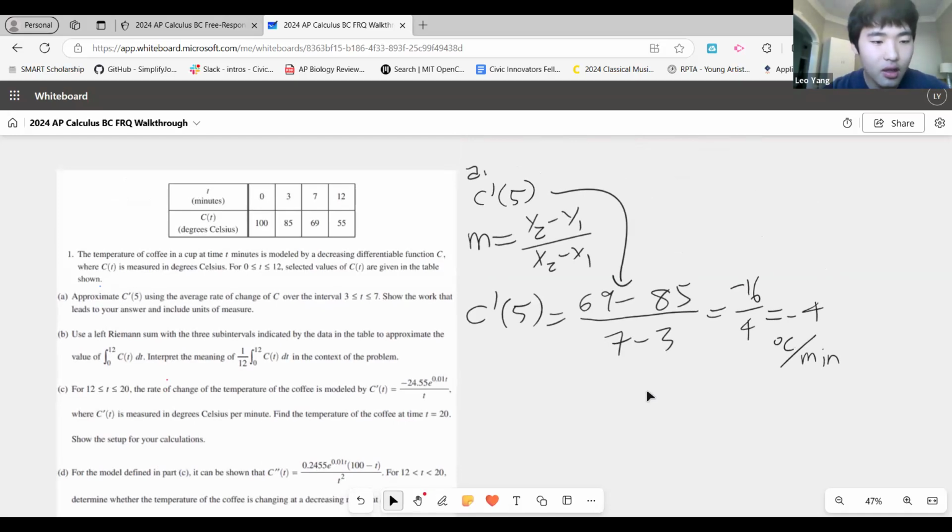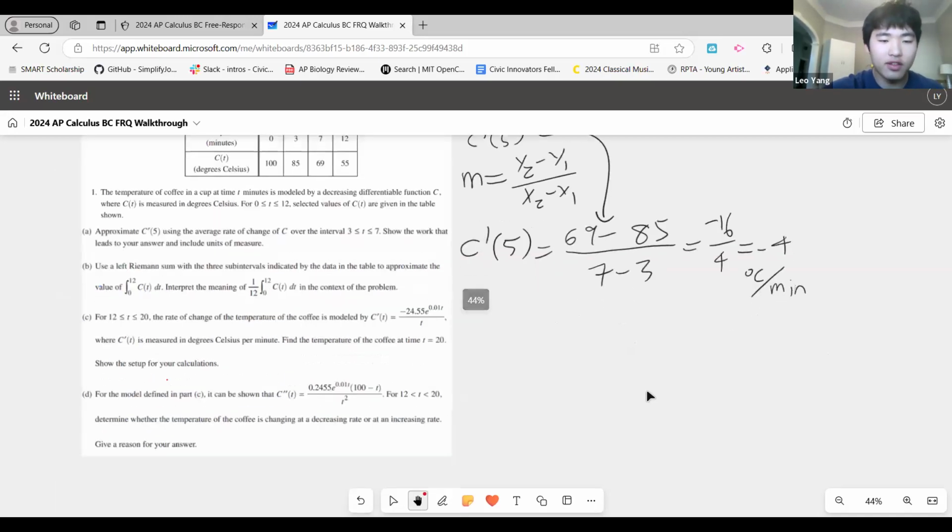The idea behind Riemann sums is that, because an integral is basically the area under the curve, we want to approximate that area under the curve using rectangles. And we want to take the left value for each interval. So from t equals 0 to 3, c of t is 100 at the left endpoint, and that is almost the same thing as c of t always being 100 across that interval. It's almost the same thing. So we're going to approximate that using the value on the left.